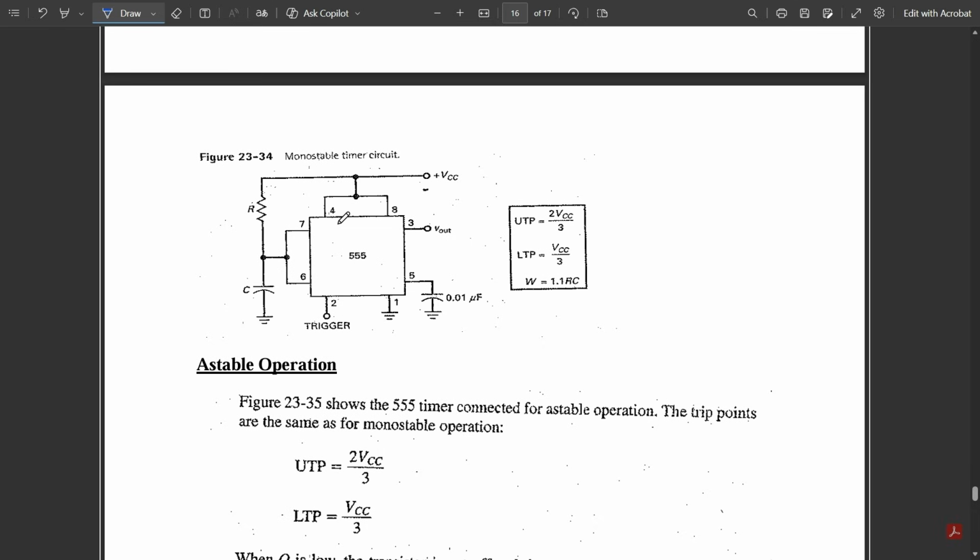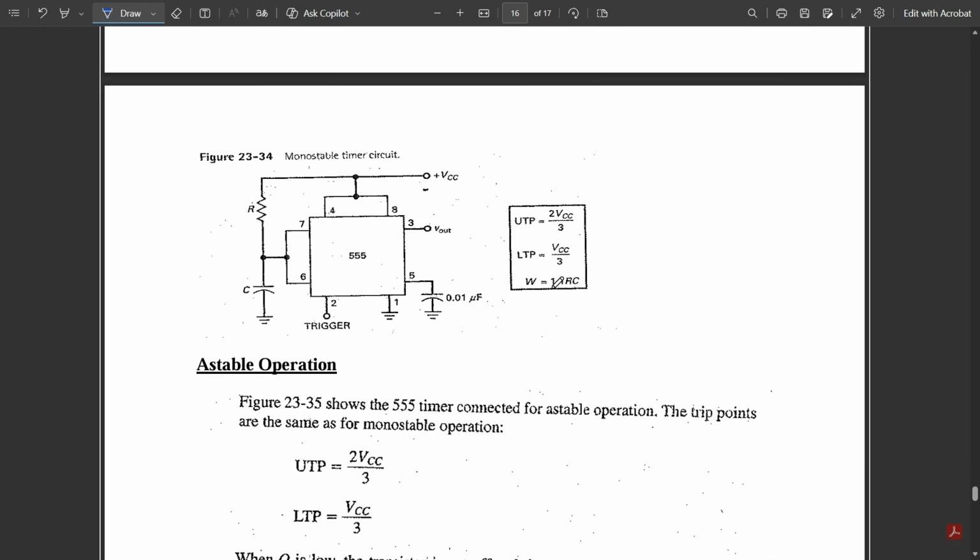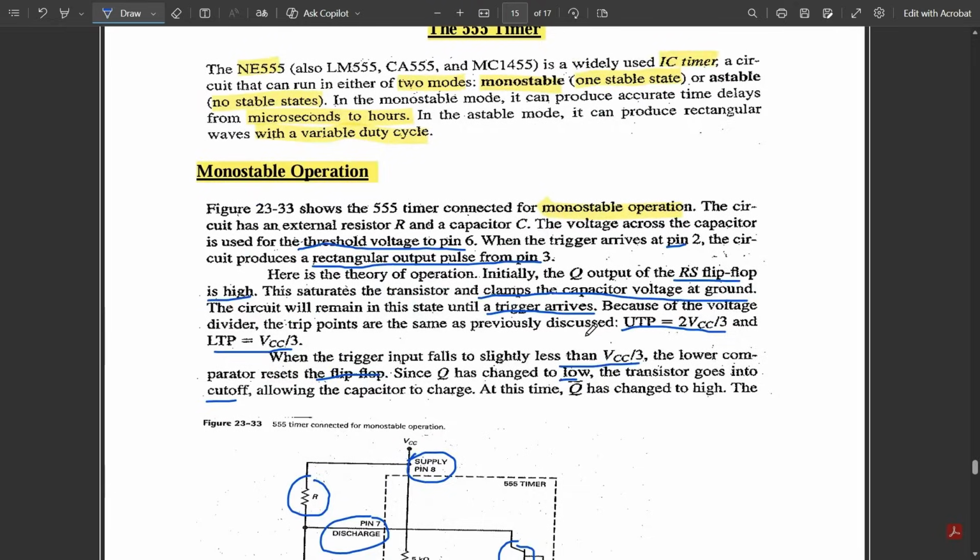Pin number 8 and 4 are given here. Two is the trigger pin, this is the ground pin, and from 5 the coupling capacitor or the bypass capacitor is used, that is 0.01 microfarad. And this is the complete setup of a monostable timer circuit with the formulas here, that is UTP is 2 VCC by 3, LTP is VCC by 3, and W is the pulse width. Okay, monostable pulse width is 1.1 RC. So this is the complete operation of a monostable operation.